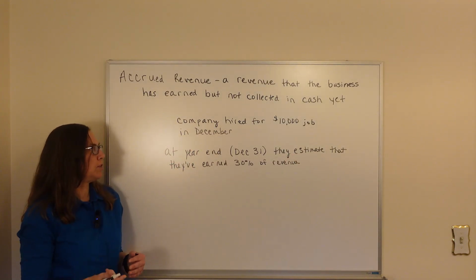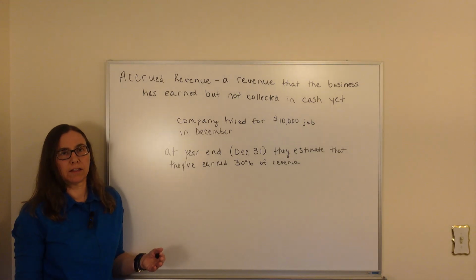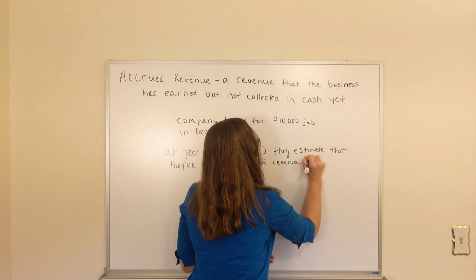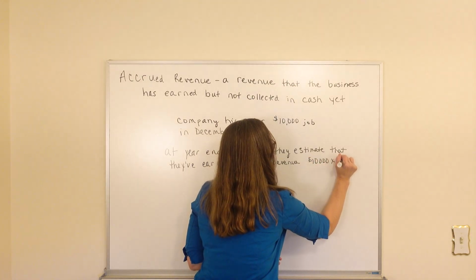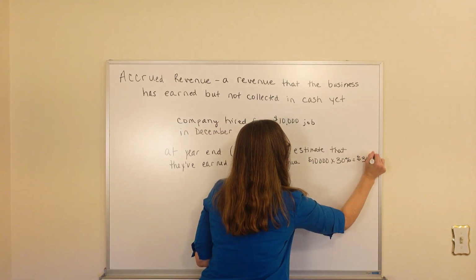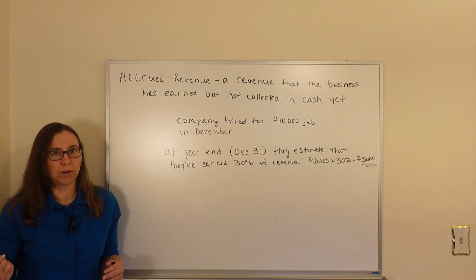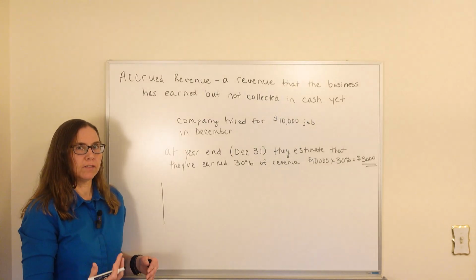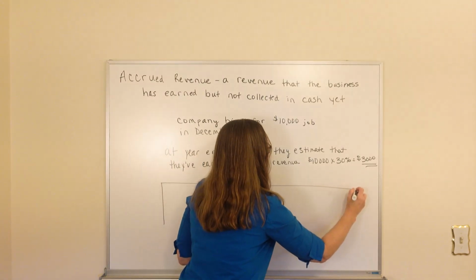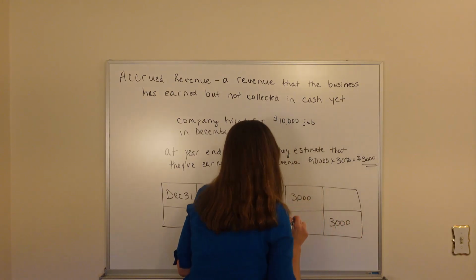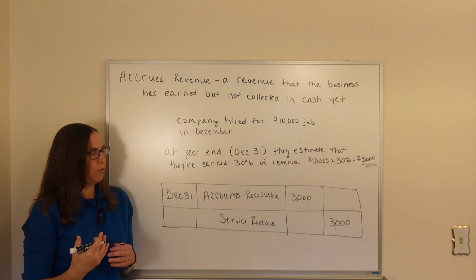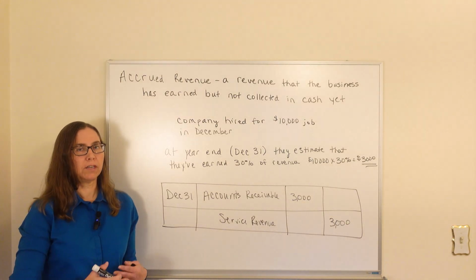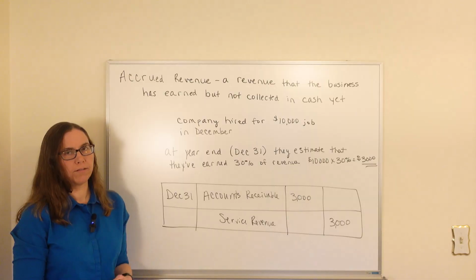What they would want to do is record 30% of the $10,000. So 30% of $10,000 is $3,000. So your adjusting entry would be for the $3,000. And you would simply debit accounts receivable and credit service revenue. So this is probably one of the easier categories of adjusting entries because all you're doing is looking at what they've earned and recording a receivable and a revenue.